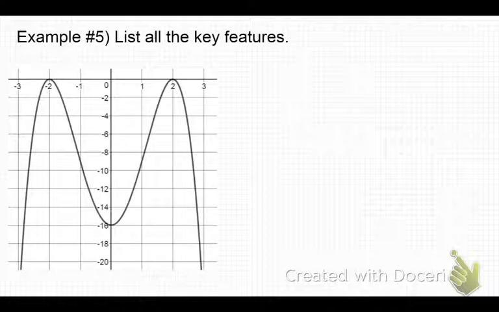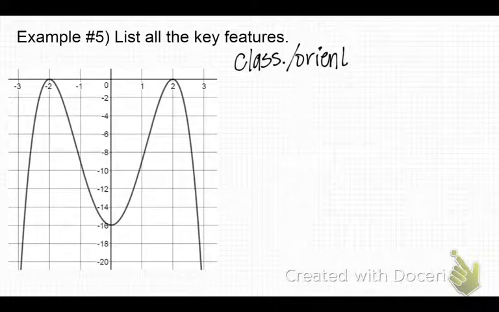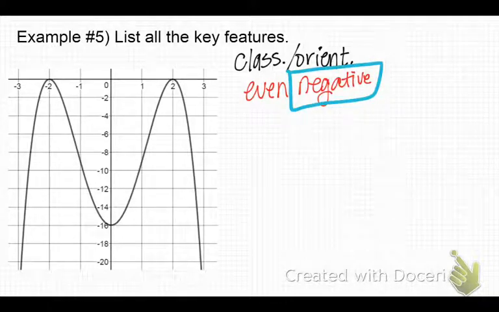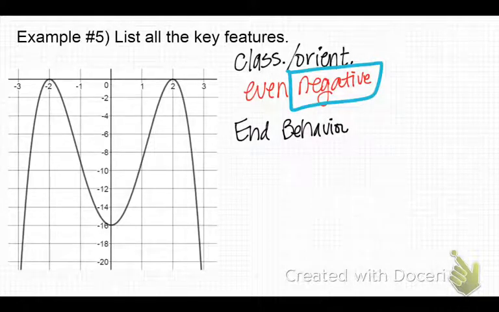It's on your papers. Classification and orientation. So what is the classification for this? Even. And the orientation? Negative. So like on the last one, I have negative, so I need to include that in the end. What comes after classification and orientation? End behavior. And again, I have all of this information.